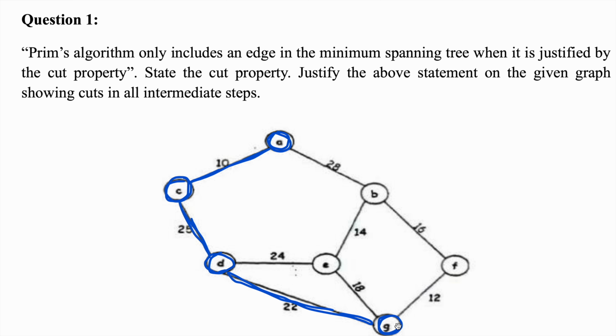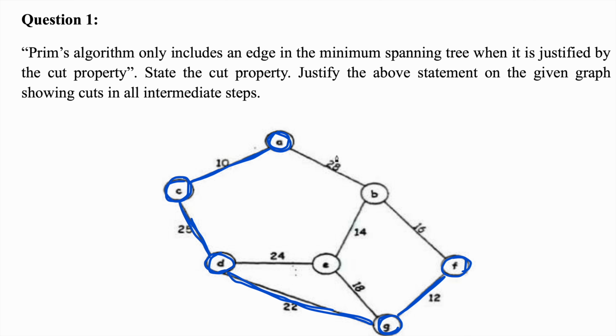Now we have to do the same thing, just remove these 4 from these 3 without any connection. So this is the connection, this is the connection, and this is the connection. Now let's see what we have: 28, 24, 18, and 12. The minimum of these is obviously 12, so we'll choose it. So I'll choose this edge. We have now reached our node F.